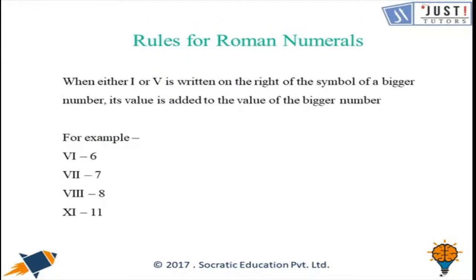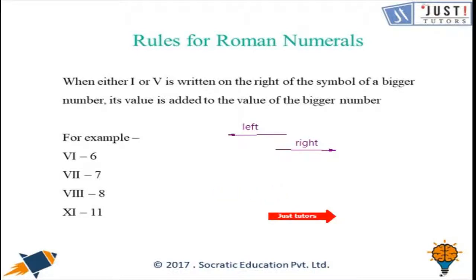So that was the first rule. Now let's move forward and talk about the next rule. The next rule says that when either I or V is written on the right of the symbol of a bigger number, its value is added to the value of the bigger number. For example, if I talk about this number VI, which is a 6, we are writing this I to the right of V, which is a bigger symbol. So we are adding these 2 symbols together, which is 5 add 1, which gives you the value of 6.